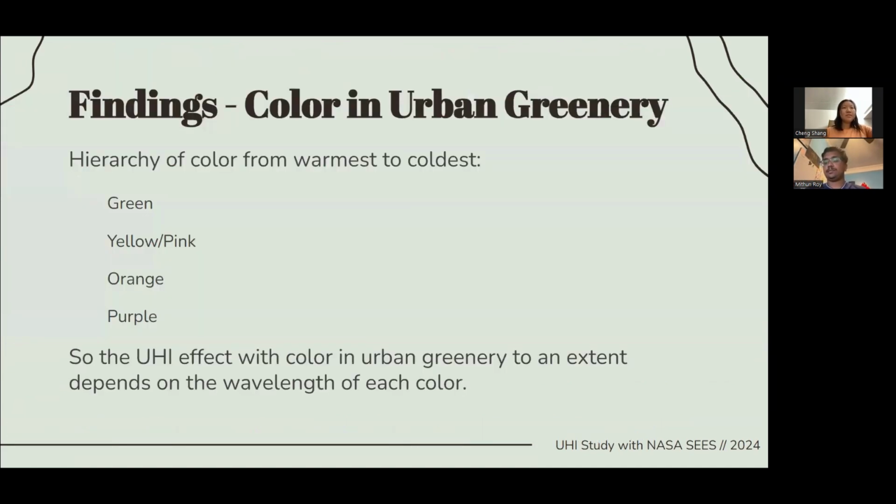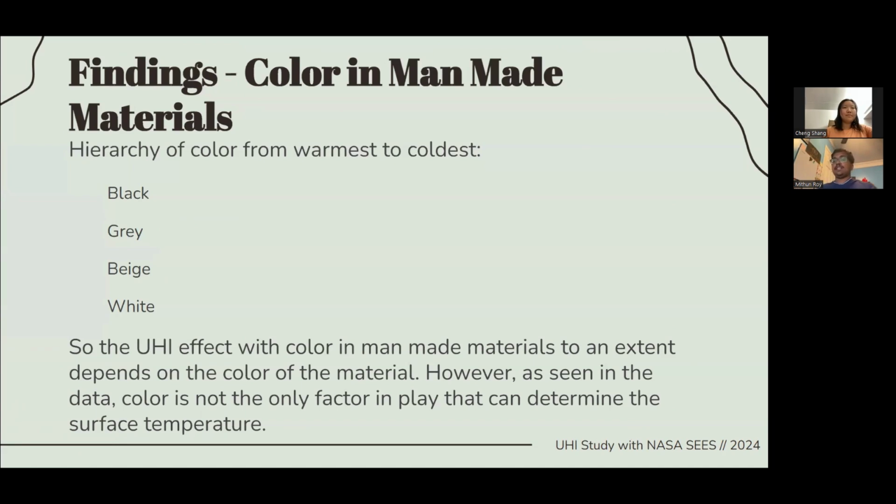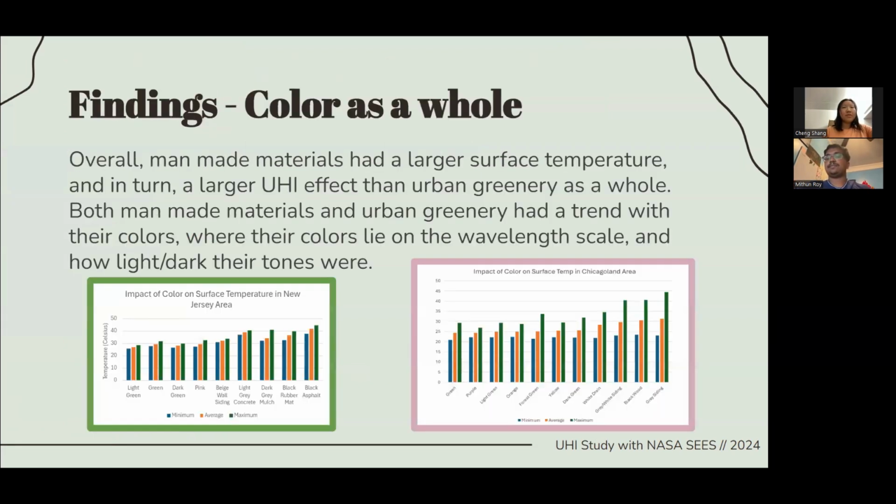And then in conclusion, for urban greenery, our scale from warmest to lowest goes from green to yellow/pink to orange to purple. And the hierarchy in man-made materials went from black to gray to beige to white. But overall, our findings showed that man-made materials have a higher surface temperature than all urban greenery.